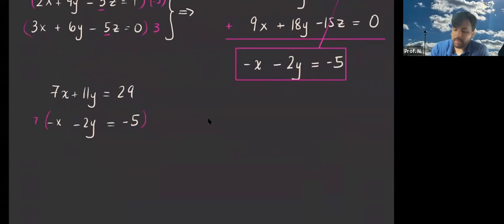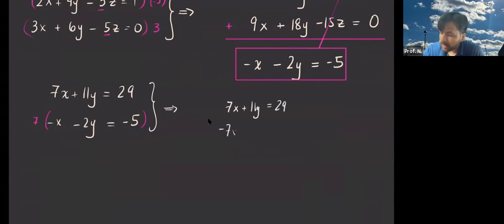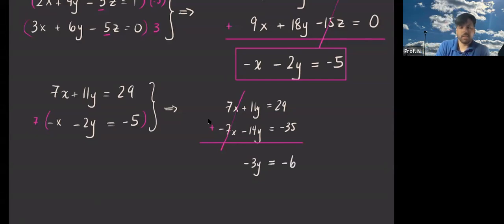And I would multiply the second equation by 7, so that now I get 7x plus 11y equals 29. Then this becomes -7x minus 14y equals -35. Now when I add these, the 7x's cancel, and I'm left with -3y equals, and this becomes what? -6. So what does y equal? 2.